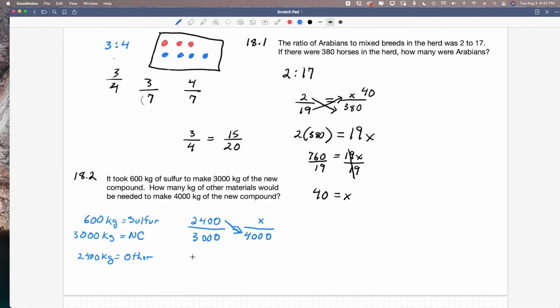So let's write that down. 9, 6, and 5 zeros. That's 9,600,000 kilograms of something. And then we have 3,000 times x. And we know we have to divide both sides by 3,000, right?